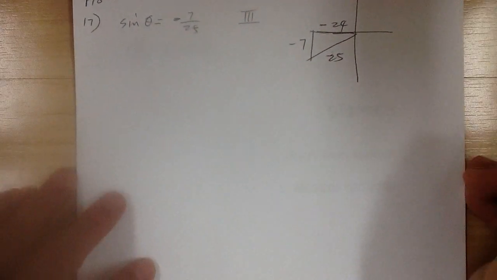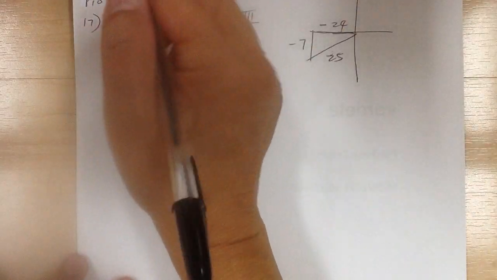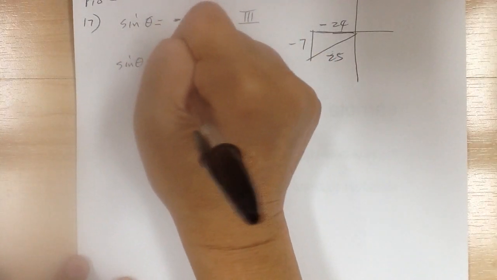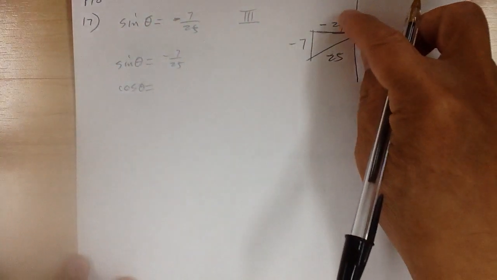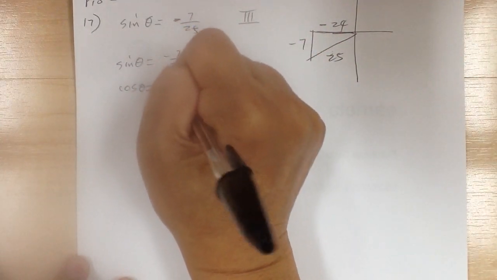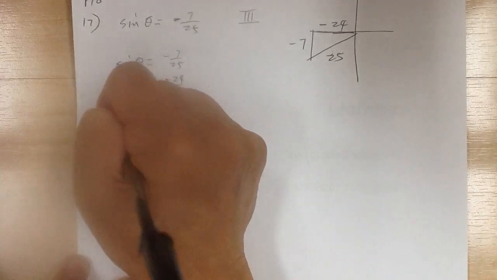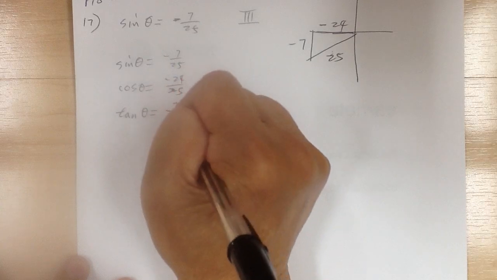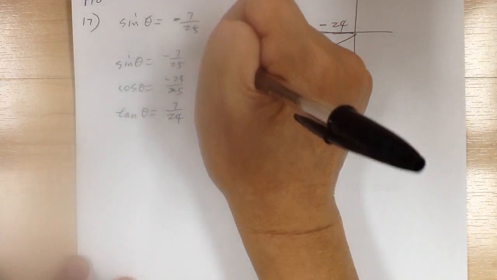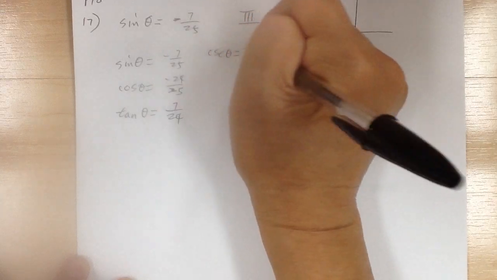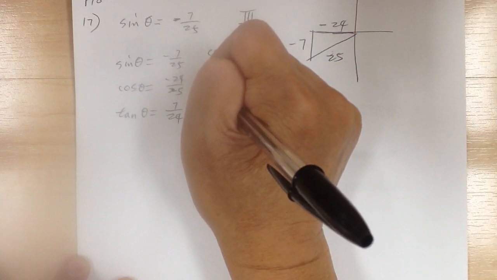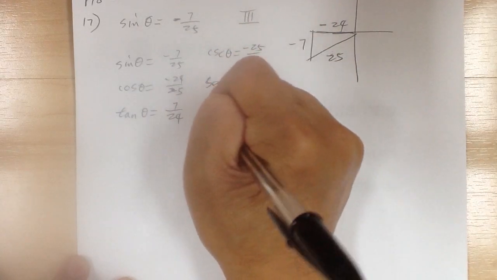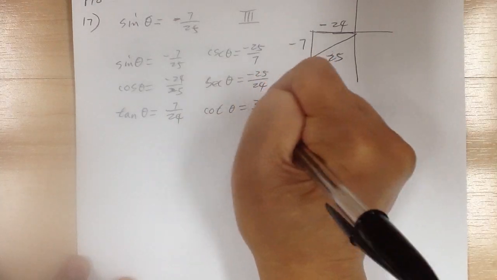Okay. So again, once you get that, then you can write your 3 functions. So sine theta is given, cosine theta equal to this over that, so it would be -24 over 25. And then tangent theta equal to this over that. The negative will cancel out, so it would be 7 over 24. So once you get the 3 functions, you can get the secondary functions. So cosecant would be -25 over 7. And secant would be equal to -25 over 24. And cotangent theta would be equal to 24 over 7.